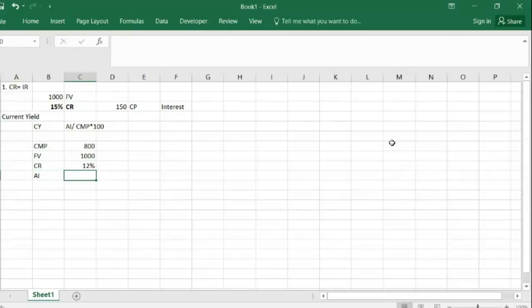Annual interest is calculated at 12% of the face value, 0.12 times 1,000. Hence, 120 rupees is the annual interest. So annual interest divided by the current market price, multiplied by 100, gives 15%, which we take as the current yield. This is the way in which the current yield is calculated.